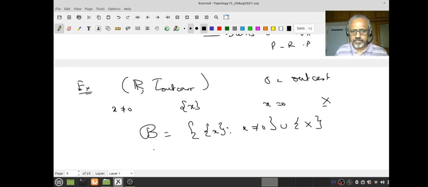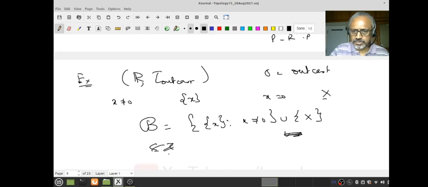Right? Remember, B is a collection of tau. Therefore, I have to say what are the elements coming from here. The elements are singleton x, which are here, and singleton x. Okay, you should not write union x. You understand that? Because these are the things the students should be aware of.